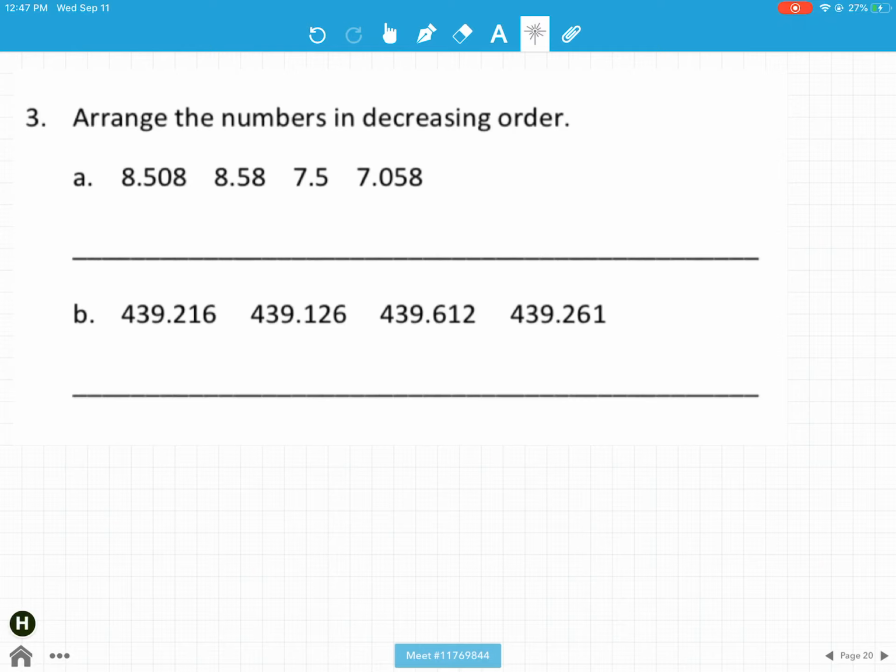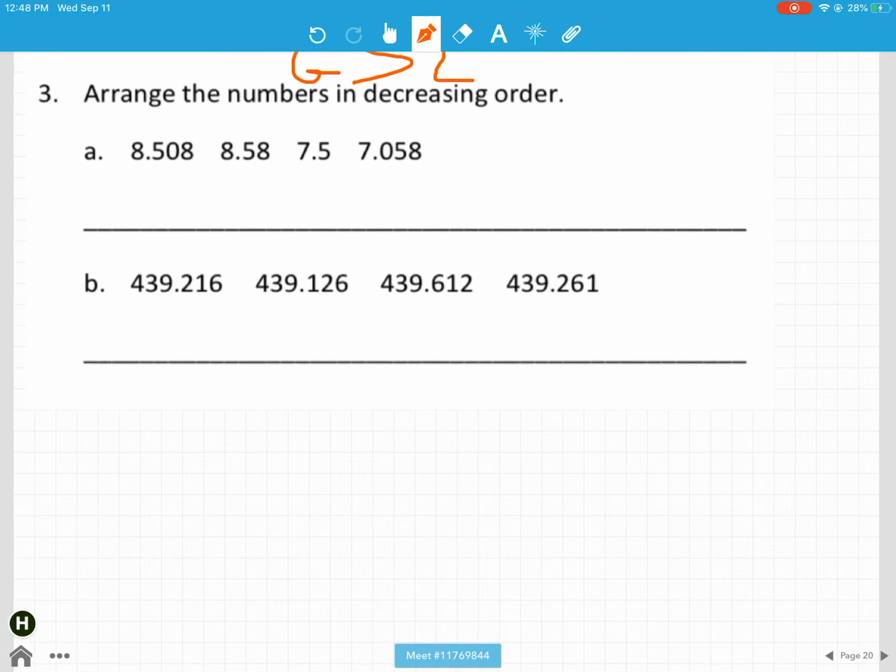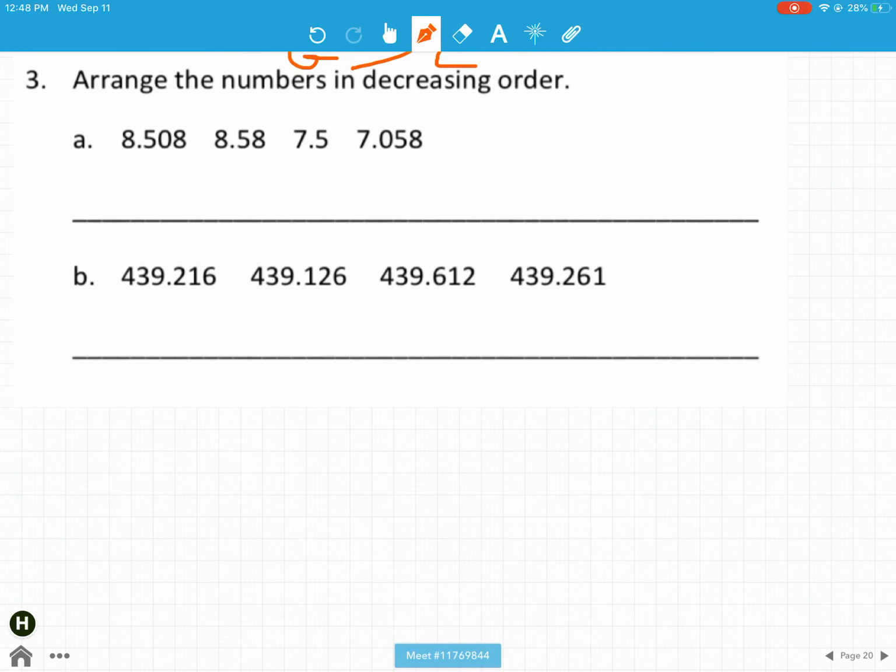Here it says decreasing. So we're going to go from greatest to least. Okay, again, I think I did A as a homework. Now, if you look at A, I'll go ahead and help you with A. I won't do it, but I'll line them up for you.